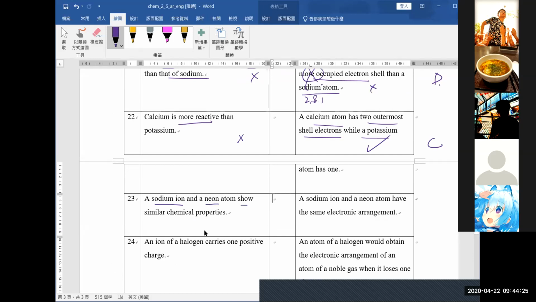Sodium ion and neon show similar chemical properties because they have the same electronic arrangement. What do you think? It's not the same. Same electronic arrangement, I see.